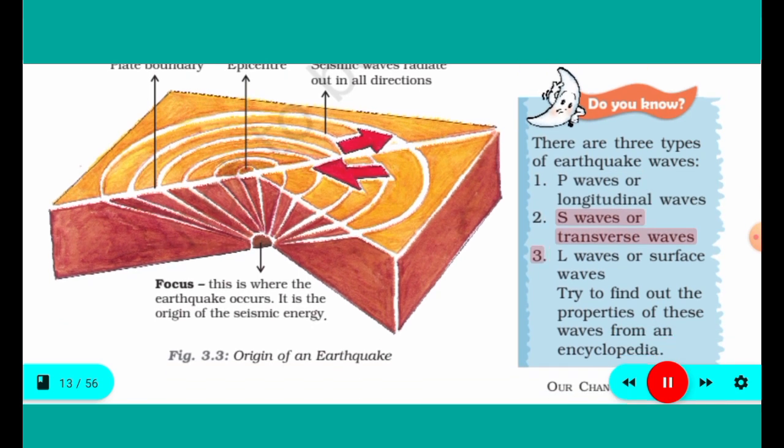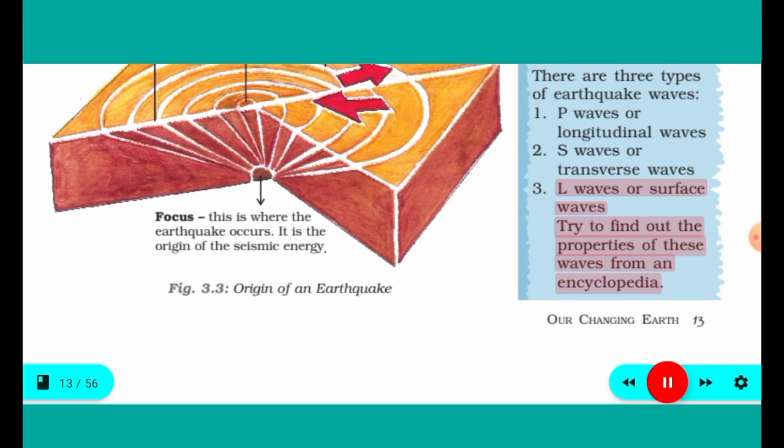S waves or transverse waves, 3. L waves or surface waves. Try to find out the properties of these waves from an encyclopedia.